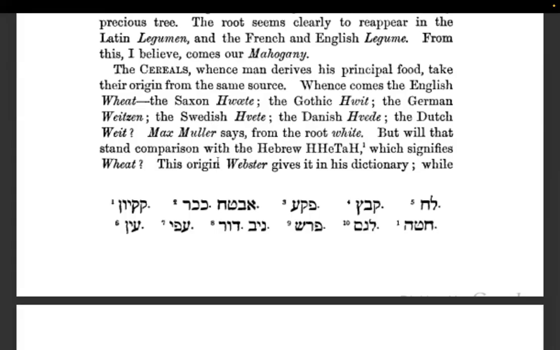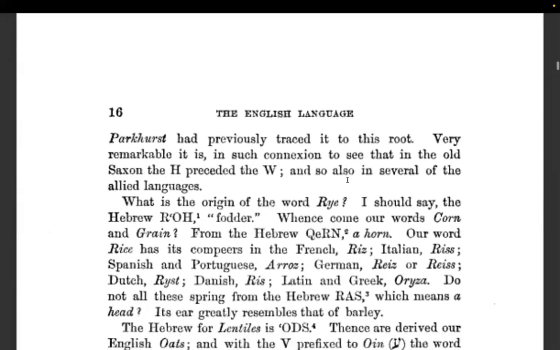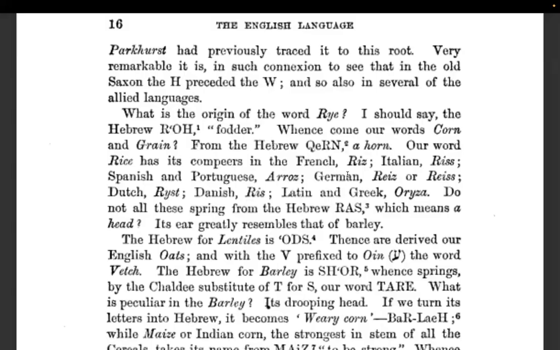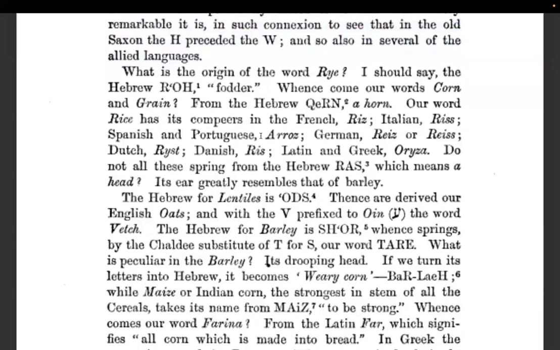But will that stand comparison with the Hebrew chata, which signifies wheat? This origin Webster gives it in his dictionary, while Parkhurst has previously traced it to this root. Very remarkable it is in such connection to see that in the Old Saxon the H preceded the W, as so also in several of the allied languages. All of those were branches of Hebrew that were split off from one another and changed over time individually. Most of those are what we call the Germanic branches of the language there.